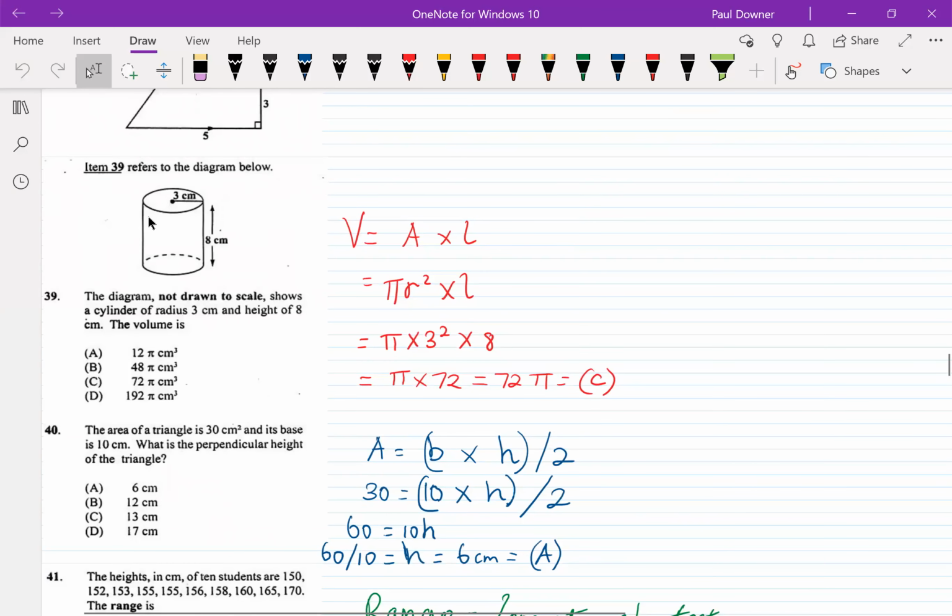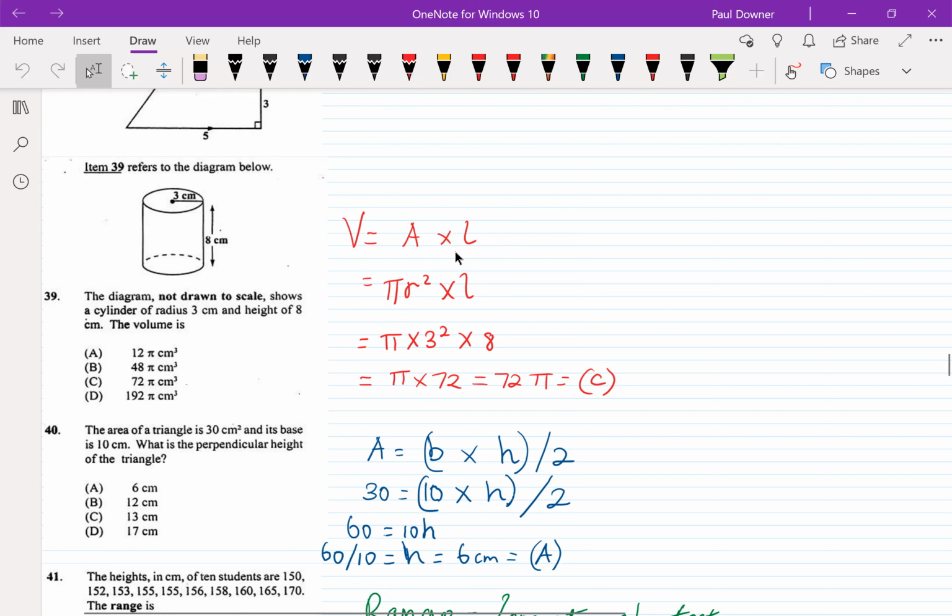In item 39, we are viewing a cylinder. They say the diagram, not drawn to scale, shows a cylinder of radius 3 centimeters, radius being the distance from the center to the circumference, and height of 8 centimeters. Here's the height. What is the volume? Well, the volume of any cylinder is the area of the regular cross section, which in this case is the area of a circle, times the perpendicular distance or height or length relative to this area.